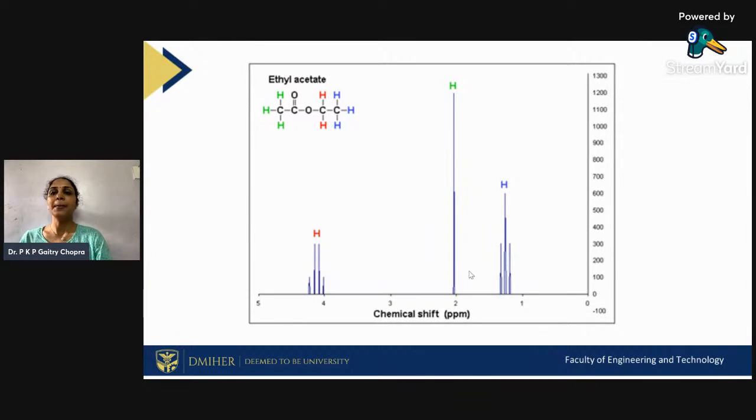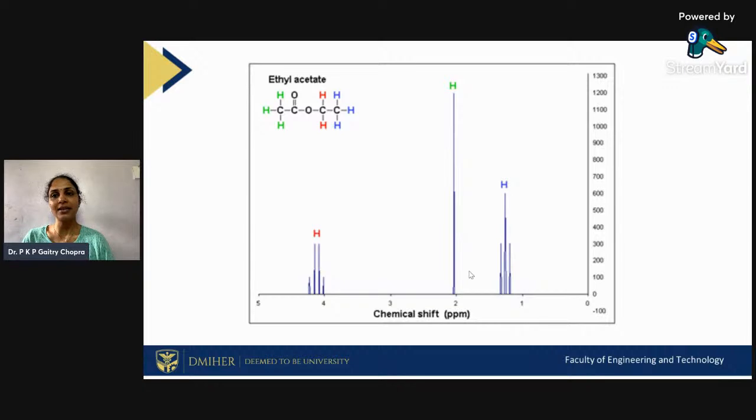Again, if you see the CH3 protons, it is an alkyl group, so it will give its signal upfield. The very first signal that you're getting around 1.3 and 1.4 is for the CH3. This CH3 signal is split into a triplet. Then the signal for CH2 is downfield because the carbon of CH2 is directly attached to oxygen. That particular signal, you are getting a quartet.